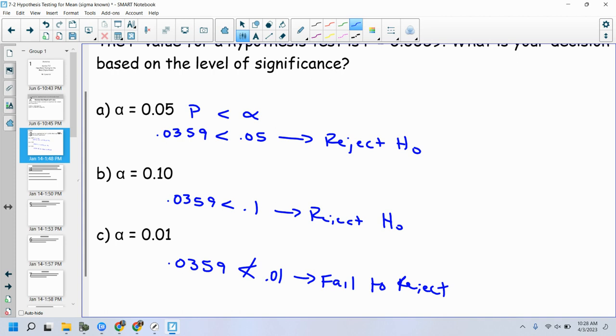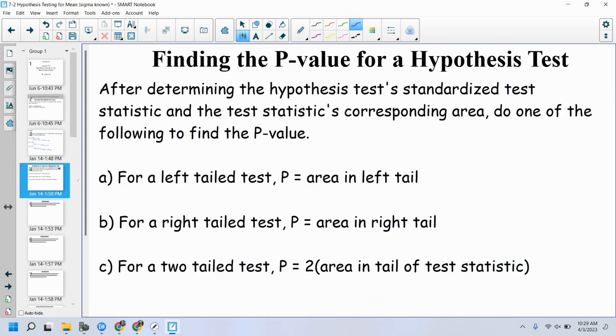Not guilty. Not innocent, but just not guilty. Questions about that? So it's all based on how our p-value compares to alpha. And again, we're getting that p-value from our statistics, from running the numbers. Okay. So how do we find that p-value?